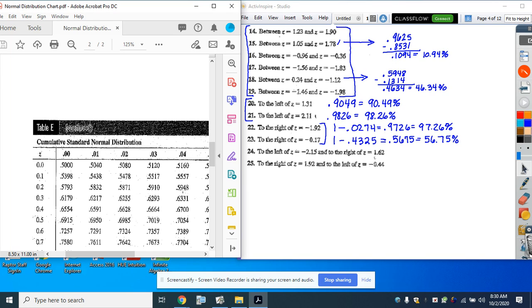Now you have to decide which one of these is bigger. Remember, if you take the decimal off of it, you can compare it. So this 0.5948 is bigger. And so that has to go in the calculator first, minus 0.1314, and that gives me 0.4634, and you turn that into 46.34%.